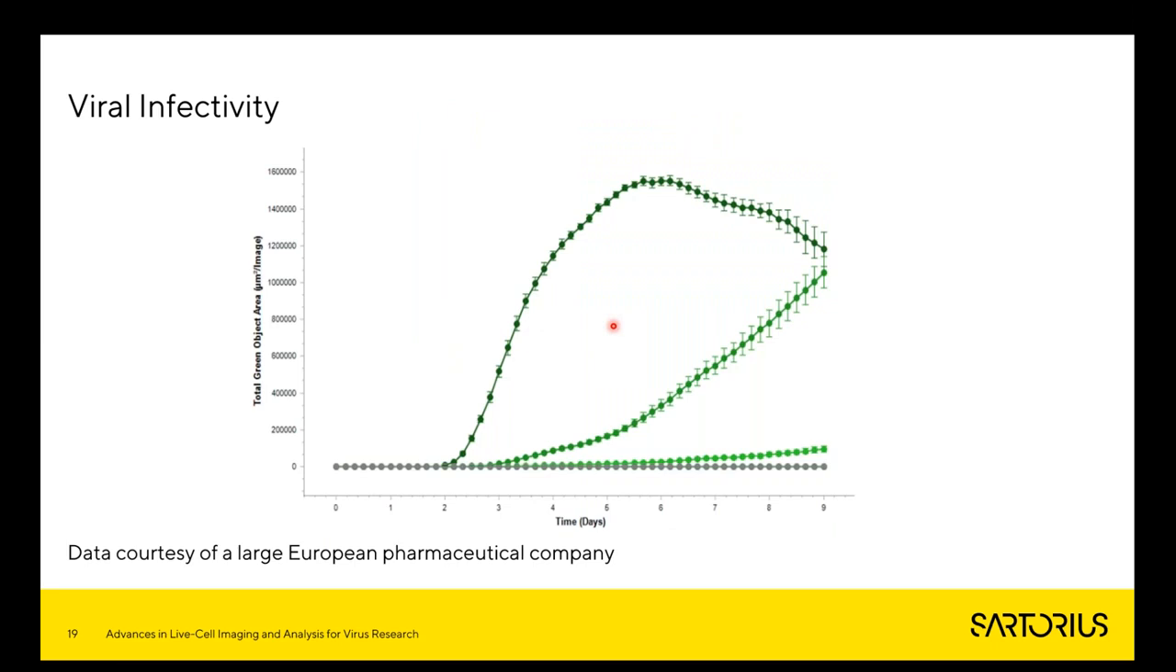If we look at the actual data here, when we look at the total green object area, we can see that there is a clear difference in these MOIs. And what's also very interesting to see here is when the virus actually reaches its plateau in terms of infectivity. Then eventually we start to see a decline in the total green area, which probably can relate to the virus lethal killing of the host cells.